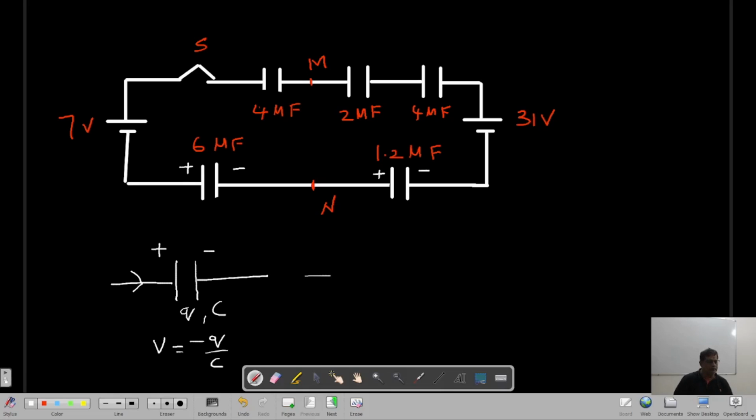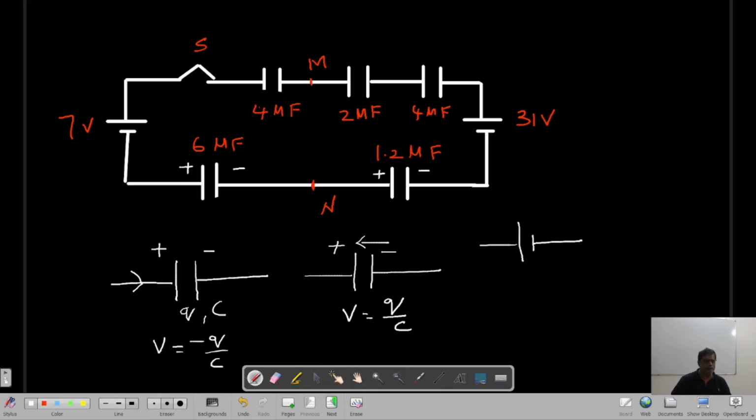On the other hand, suppose you travel from a plate of lower voltage to a plate of higher voltage. Then there is a gain in potential, so the voltage will be written as V equal to Q by C. This is applicable in the case of batteries too.